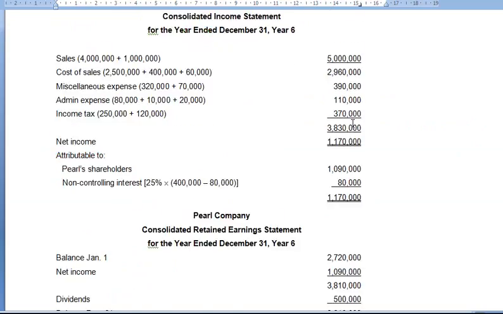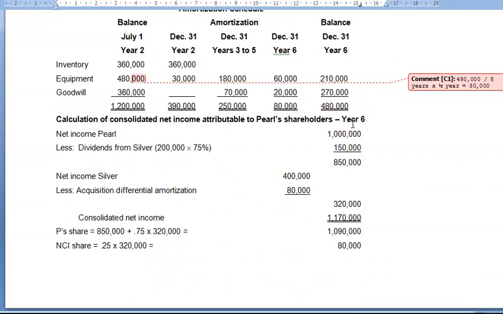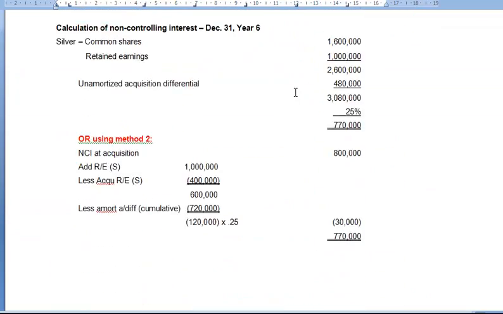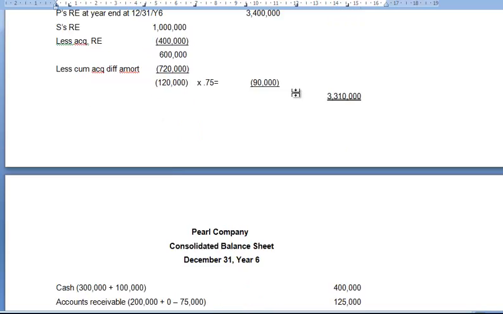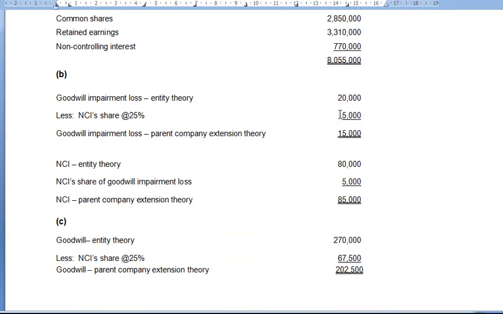So therefore, we know that the goodwill impairment loss on the entity theory was $20,000 for year 6. How do we know? Well, you had it up here. The question told you, and you put it in there, right? But under the parent company extension theory, NCI doesn't get its share of that. So therefore, I'm going to deduct 25% of that. So if I was doing statements under the parent company extension theory, my consolidated income statement would only show a goodwill impairment loss of $15,000. What would NCI be? So how much would I attribute to NCI?